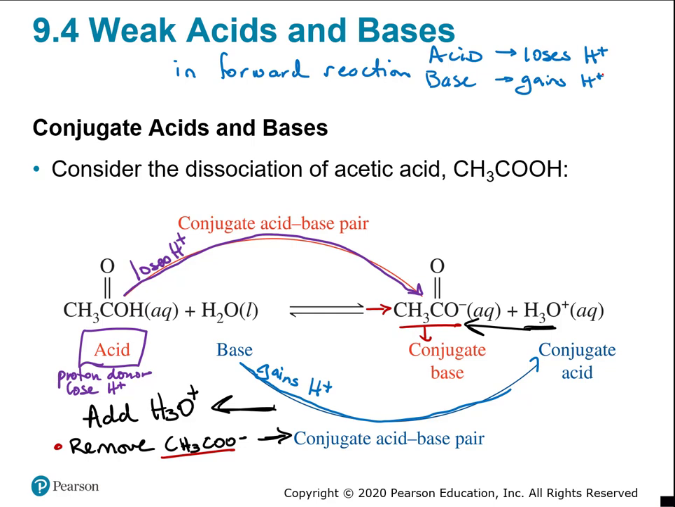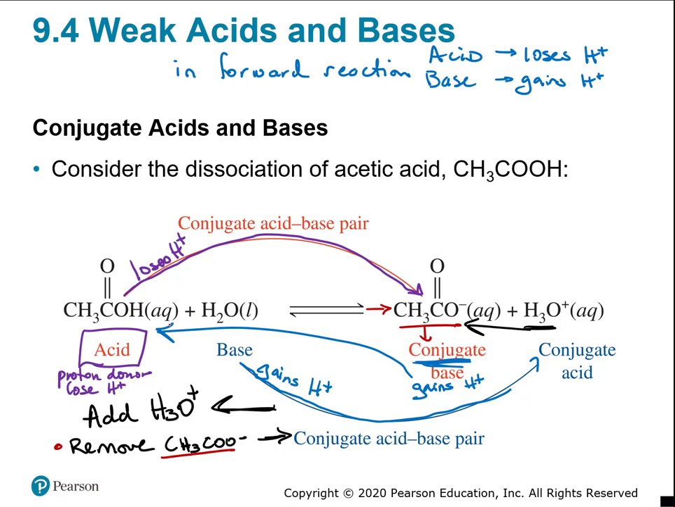But then in the reverse reaction, there's also an exchange of hydrogen ions. So do you see that CH3COO minus, if I look in the reverse reaction, actually gains a hydrogen ion? On the product side, CH3COO minus, going to the left becomes CH3COOH. So I see that it gains a hydrogen ion when it goes that direction. Since it gains a hydrogen ion, it's a base.